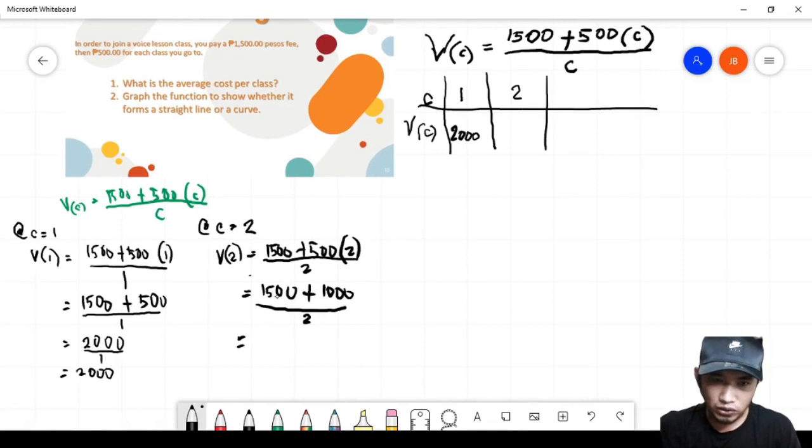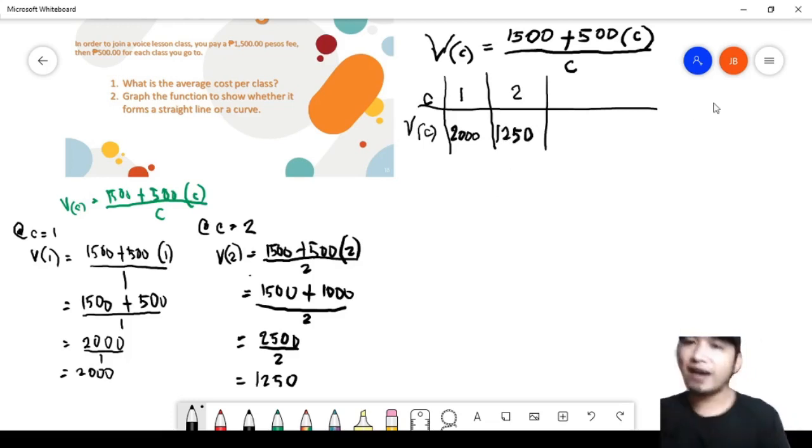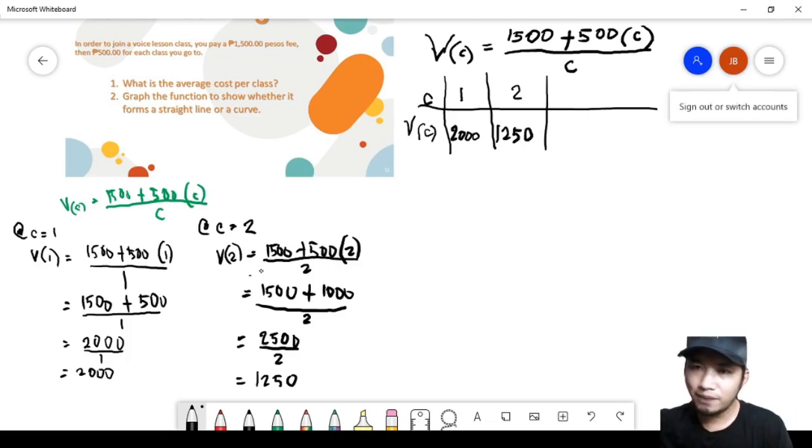That is equal to 1,500 plus 1,000, that is 2,500 divided by 2, that is equal to 1,250. So yun daw ang babayaran mo kapag dalawa yung in-enroll mo. Oo, di ba? May discount siya. Okay? Next.